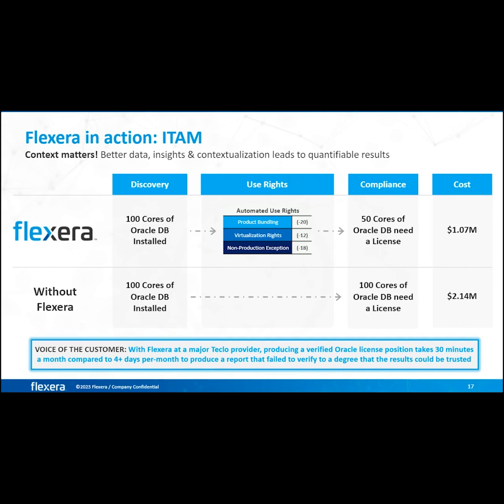And those are just three very simple examples. But the point here is that out of 100 cores of Oracle DB, you actually are only licensing, based on how you're using it, 50, and paying about 1.07 million for that. If you look at without Flexera, that 100 is coming out as that same 100 that went in, and the cost there is 2.14 million. So highly consequential.